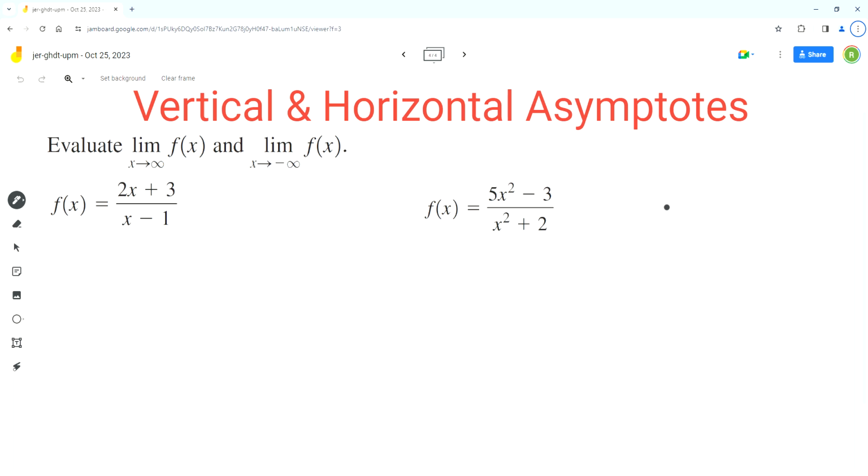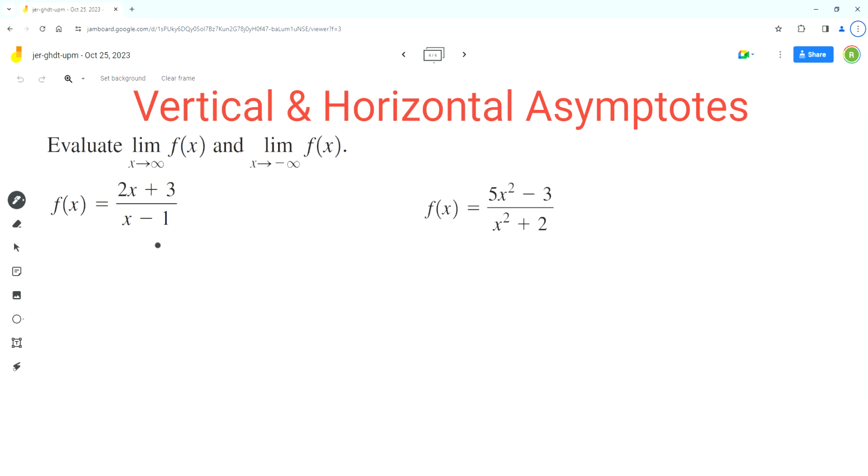So in this video, we'll evaluate limit x approaches infinity and limit x approaches negative infinity for these two functions. So let's start with the first function. The first function is f of x equals 2x plus 3 over x minus 1. Now, in order to evaluate these limits, we'll have to manipulate this function.